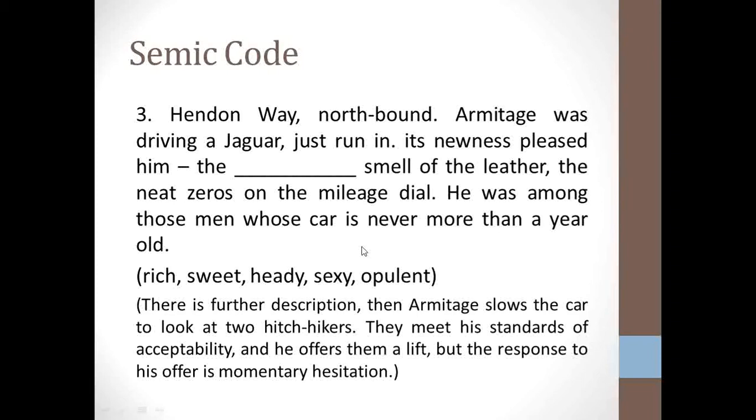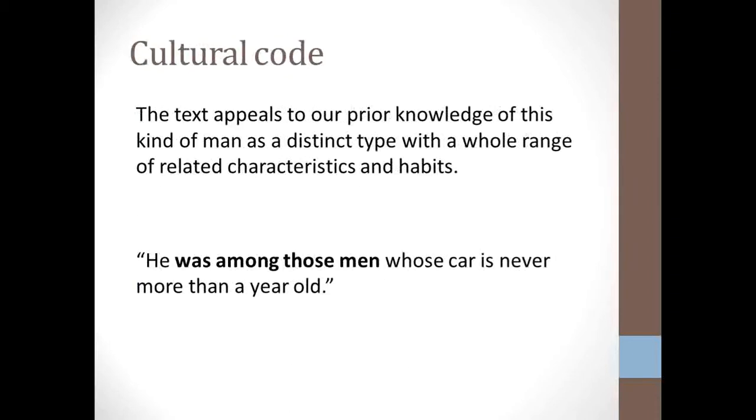He was among those men, as in, you're not told what kind of man he is. You're made to rely on your own prior knowledge of those men. And who are those men? The men whose car is never more than a year old. So there is a kind of cultural connotation here, right? A cultural connotation that tells you that there is a certain kind of men who always need to have a new car, and these men have very distinctive characteristics or distinctive habits, right? So the whole range of related characteristics and habits are brought to mind merely by the indication of a certain practice of that person. All right, so that's how stereotypes are formed.